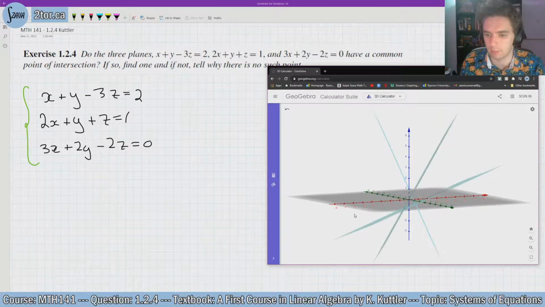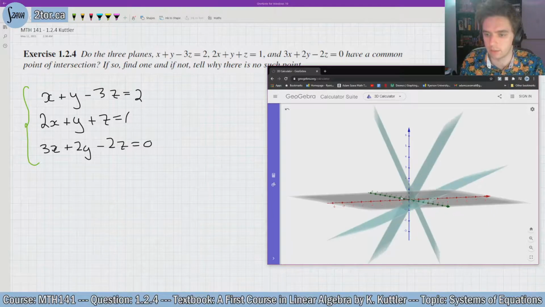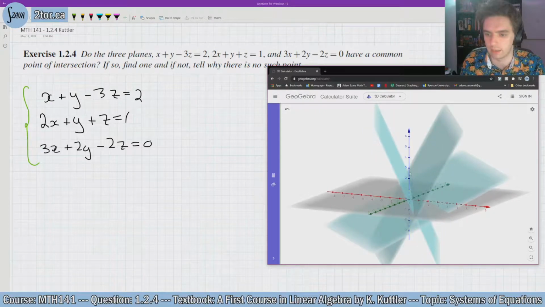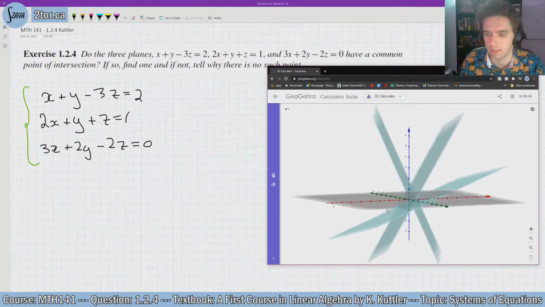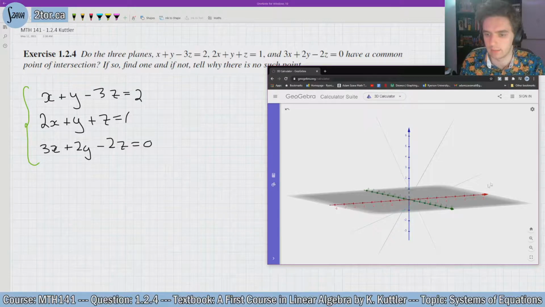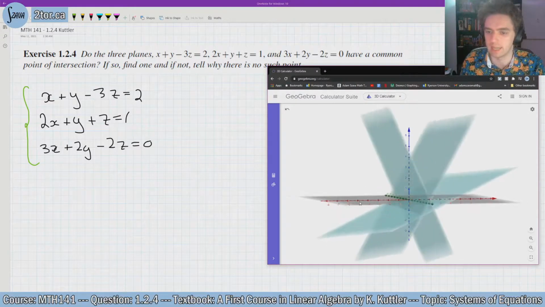So for now, it looks like they might not have a common point of intersection, right? Because as you can see, these two planes form a line where they intersect, that line right there in their intersection. That third plane doesn't look like it crosses that line. And so my idea is that no, they're not going to have a common point of intersection.